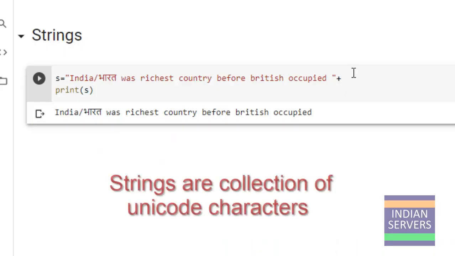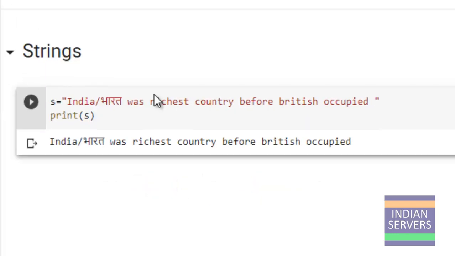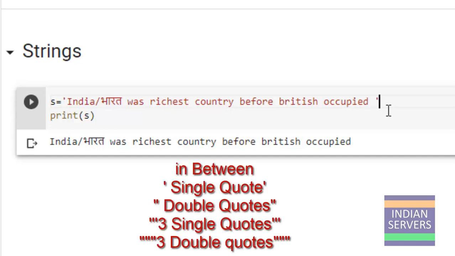Strings. Strings are the collection of Unicode characters. We have assigned this particular value to S and we are printing S. While assigning the value, we have to place the value of the string in between double quotes or single quotes, or three times single quote, otherwise, three times double quotes.